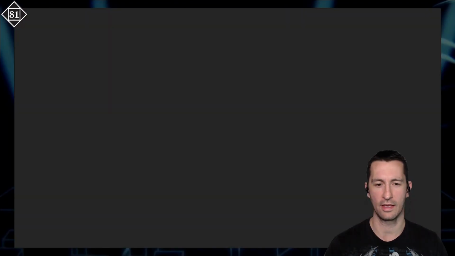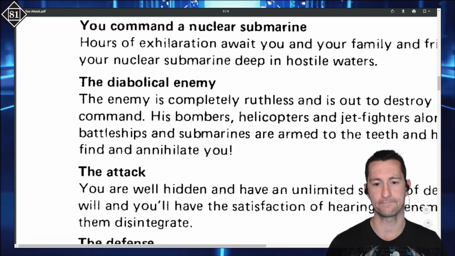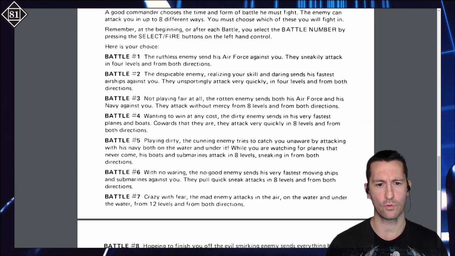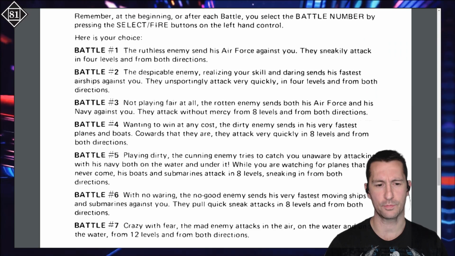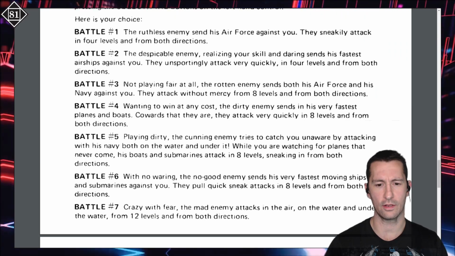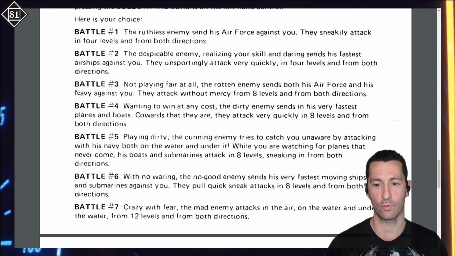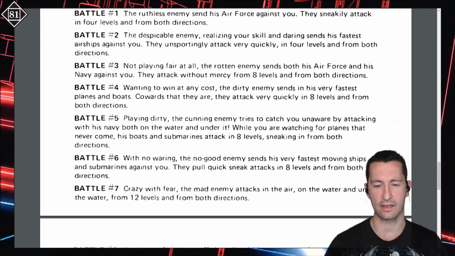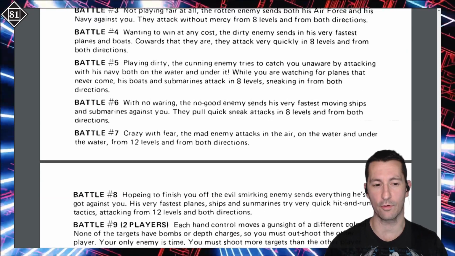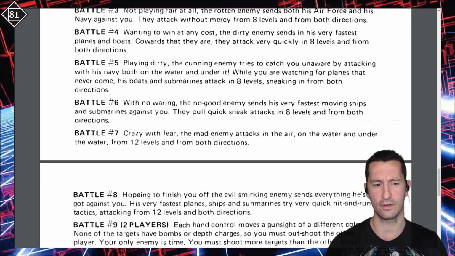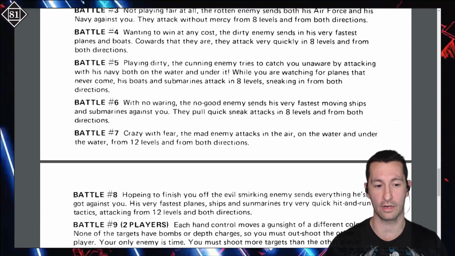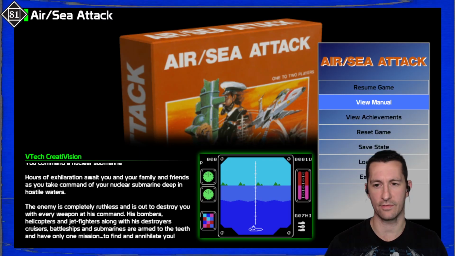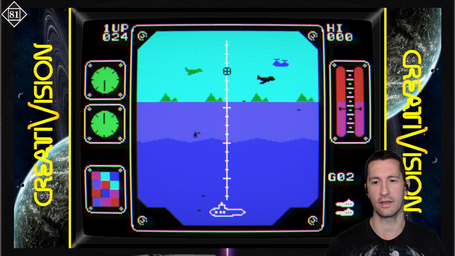Let's check the manual now. What other game modes should we try out? Let's see. We got 4, fastest planes and boats, and then it looks like it's just getting harder and harder. You're watching for planes that never come, and then sneak attacks, so probably invisible enemies in game mode 6, and then we have water. Oh, in the water in 7. So let's check out 4 and 7. We won't do all the game modes, but I did want to see those.